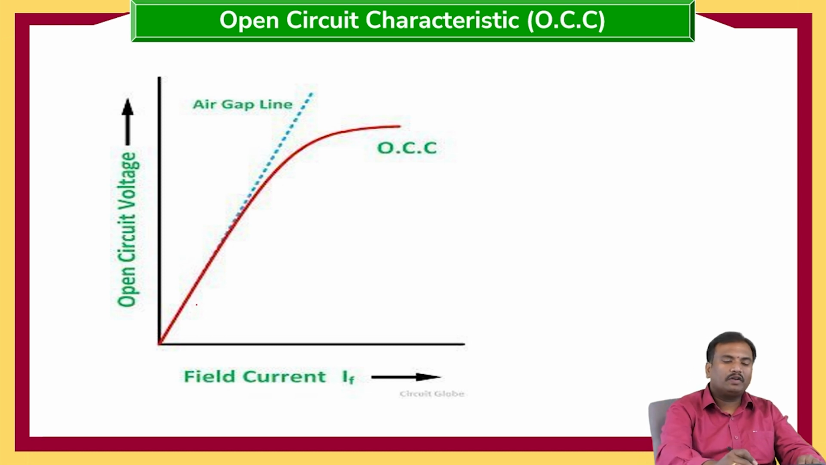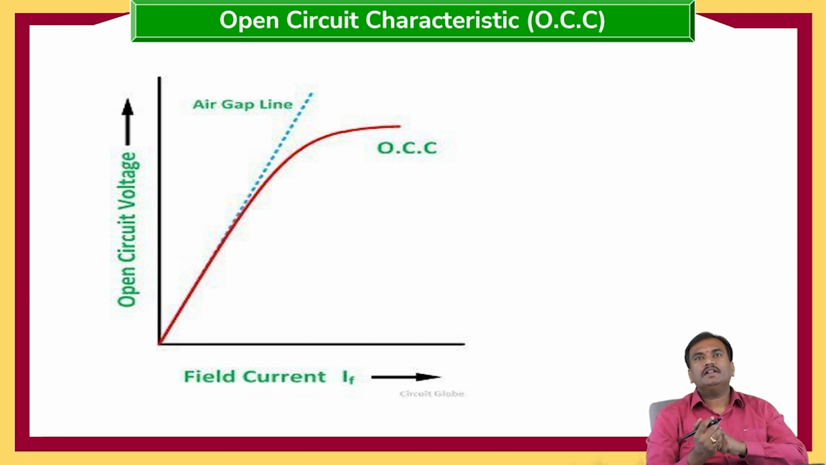Here this is the open circuit characteristics, this is the air gap line, and this is the open circuit characteristics, where after reaching the rated voltage, the voltage is going to be nearly constant. It is under saturation.